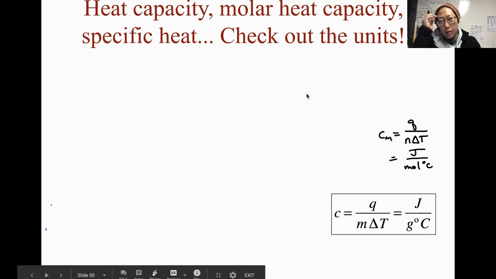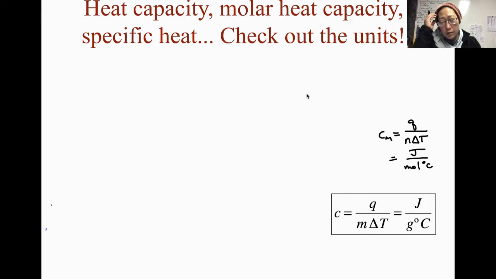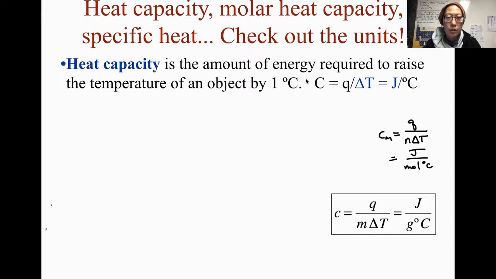So we've got a bunch of different ways to talk about heat capacity. First of all, heat capacity is the amount of energy required to raise the temperature of an object by 1 degree C. So here, this big capital C stands for heat capacity. That's the heat, Q, divided by the change in temperature.